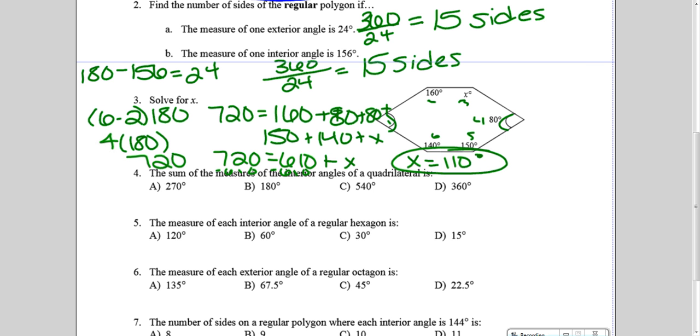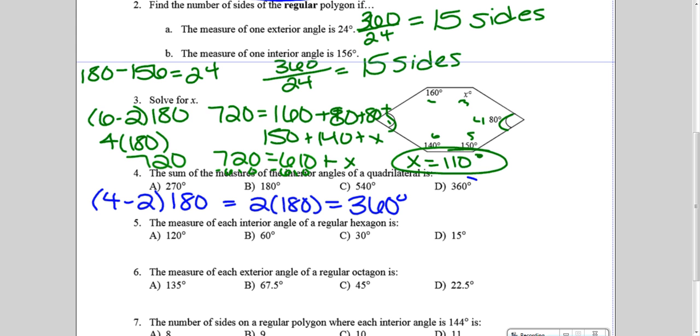Okay. Number 4, the sum of the measures of the interior angles of a quadrilateral. Well, again, a quadrilateral has 4 sides. So 4 minus 2 times 180. This would be 2 times 180, which is 360 degrees. The measure of each interior angle of a regular hexagon. A hexagon's a 6-sided figure, so find the exterior first.